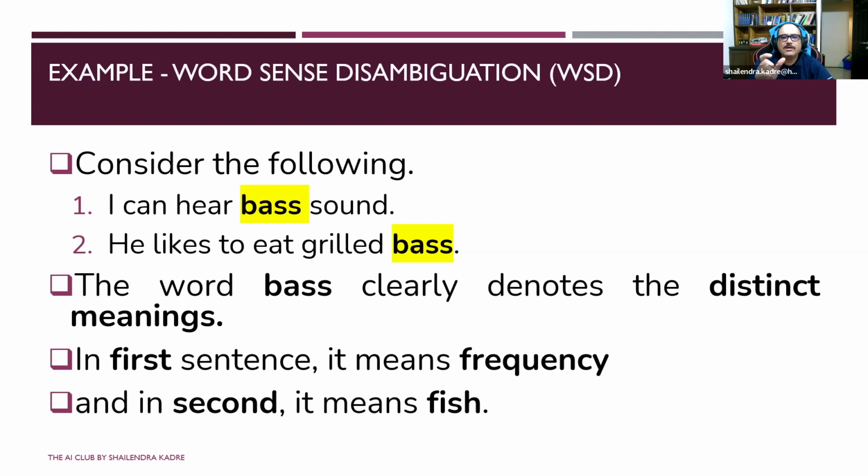This is called disambiguation. Every time you read and encounter "bass", you have to see the context. If bass is used in the context of sound, it very clearly represents the quality of sound. And when we say "eat grilled bass", bass represents a type of fish. So this is one example of word sense disambiguation.